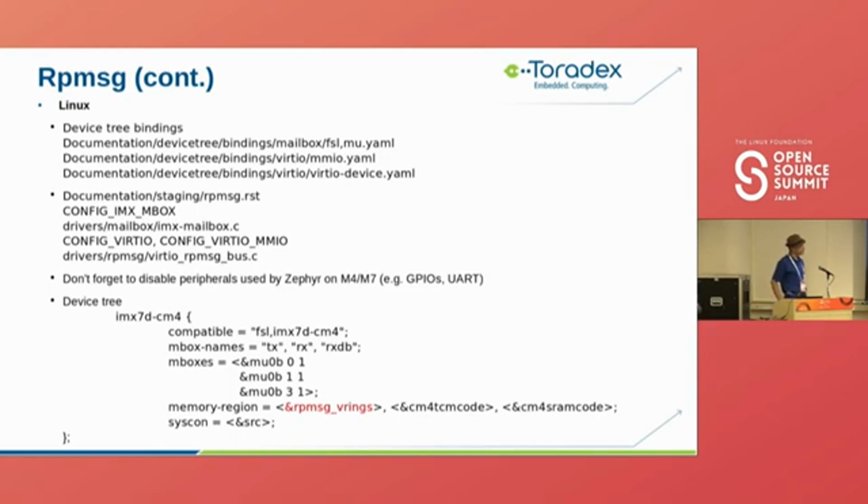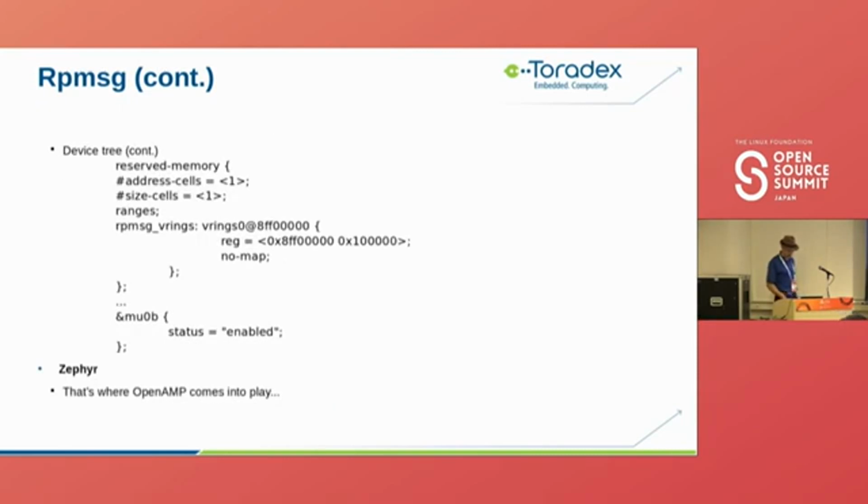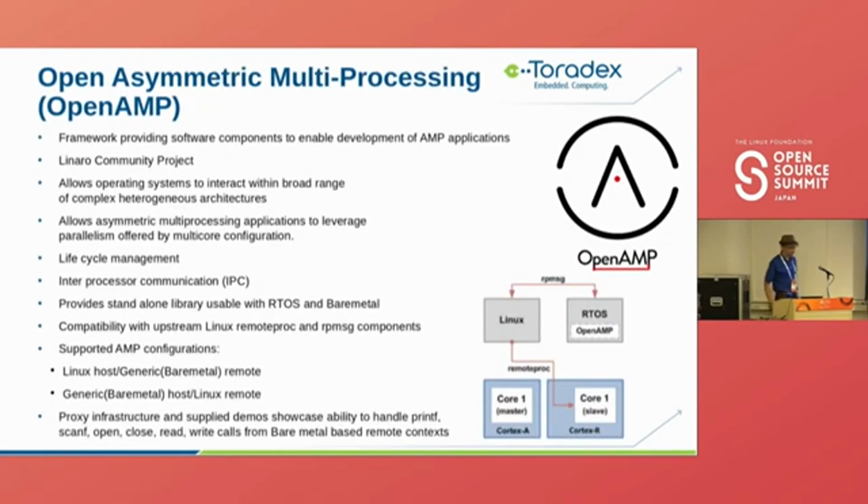And of course, in the memory regions, you additionally have to add these RP message mirroring buffers. And this is how the memory for those can be allocated. And also those MUs that are referenced earlier, of course, you also have to enable, so put the status of those to enabled. Then, of course, there is also the Zephyr side, and that's actually where Open HMP comes into play, and that I'm going to discuss now.